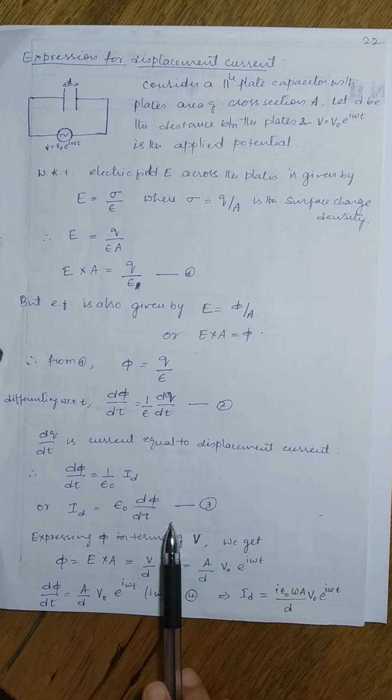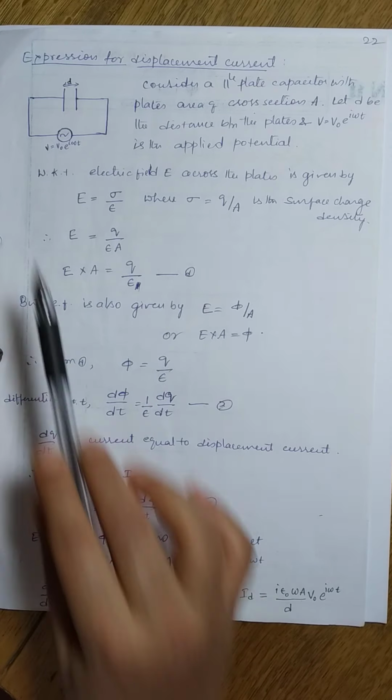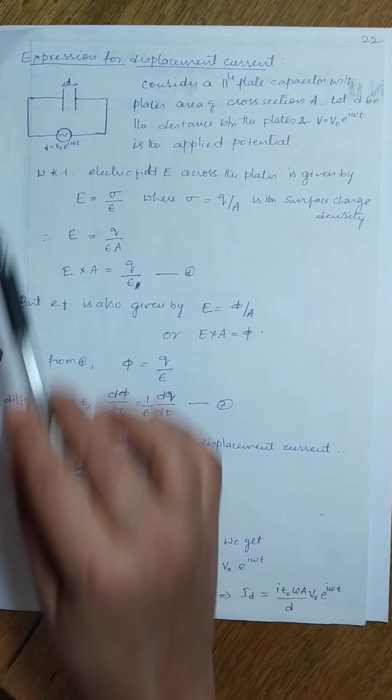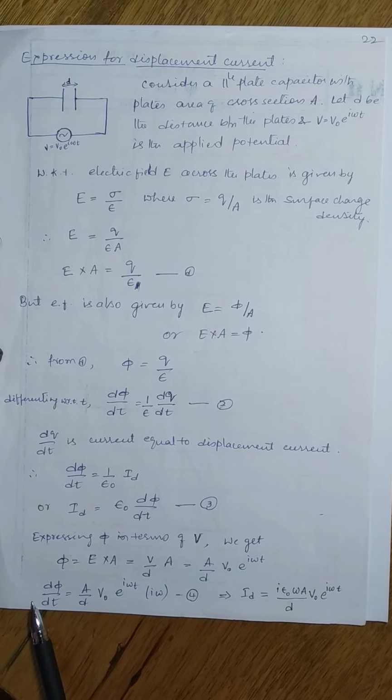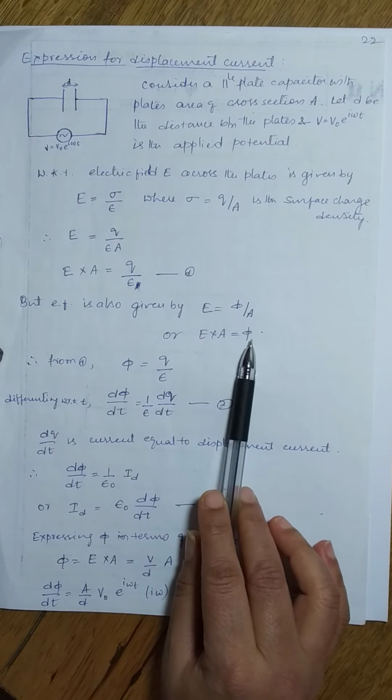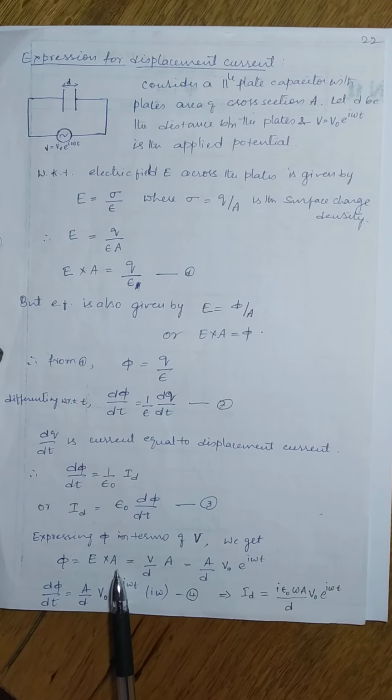And the same equation for displacement current can also be expressed in terms of voltage, the potential applied across the plates of the capacitor. That is, we have E cross A is equal to xi, or xi is equal to E cross A, and we know that electric field E can be expressed in terms of potential applied across the plates of the capacitor, that is V by d, where d is the distance between the plates. Here we have A. So, A by d, and this V can be expressed in terms of V0 e to the power of i omega t. So, we get xi is equal to A by d V0 e to the power of i omega t.